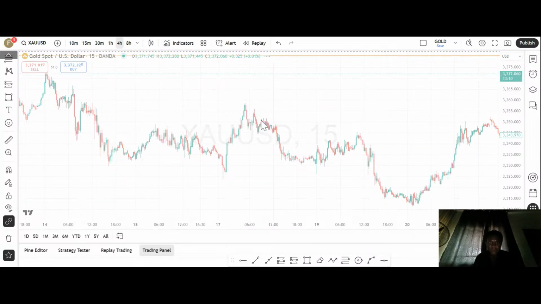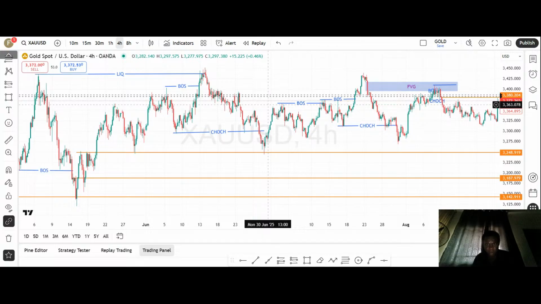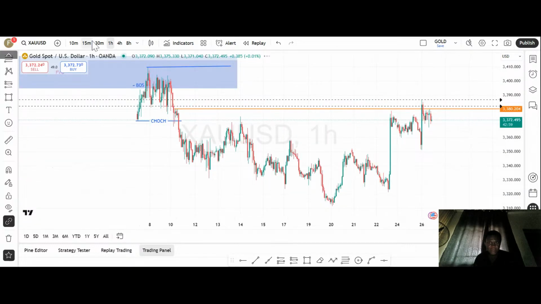Even on the 4 hour time frame now, here was an imbalance too. Here was an imbalance too. And the key level was here too. So all these are imbalances, they are fair value gaps. Market respects fair value gaps a lot.